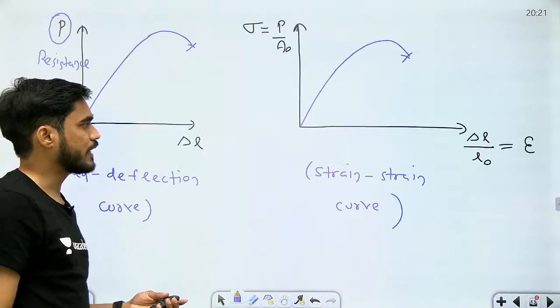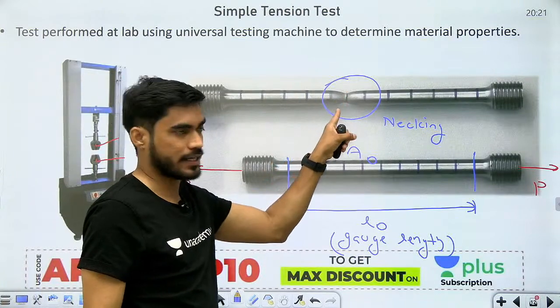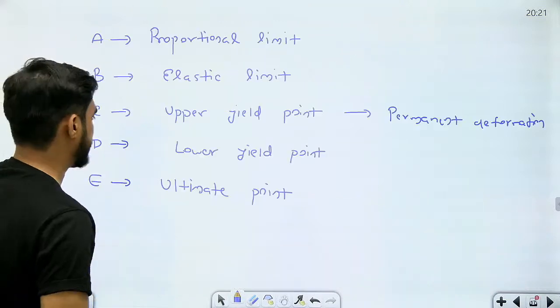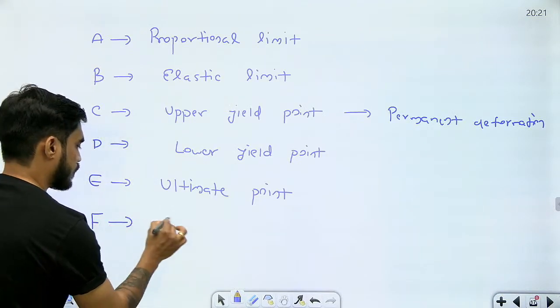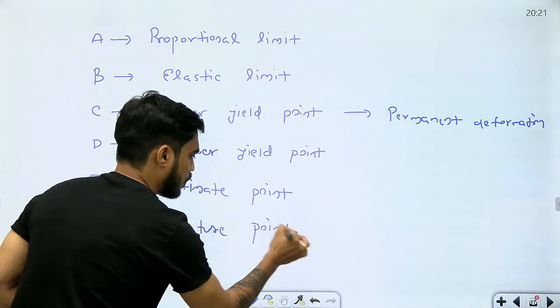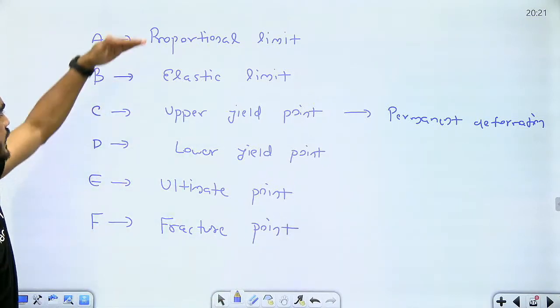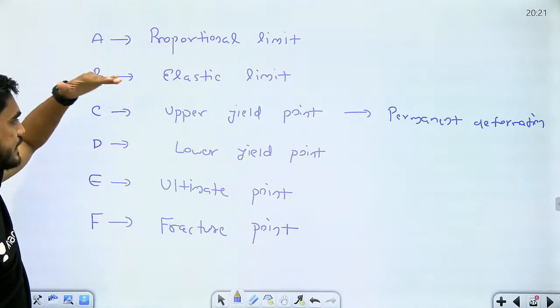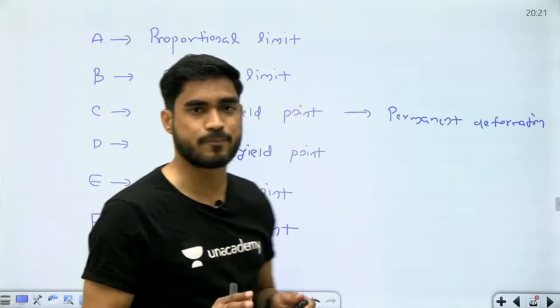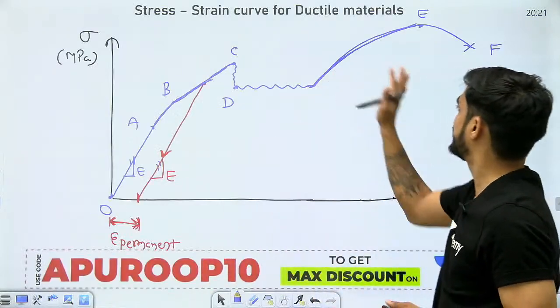Can you see? The material has broken, right? So after some time, the material will be broken. So this F is known as fracture point. So do you understand these different points? Proportional limit, elastic limit, upper yield, lower yield, ultimate, and fracture point. Are these points clear to you?